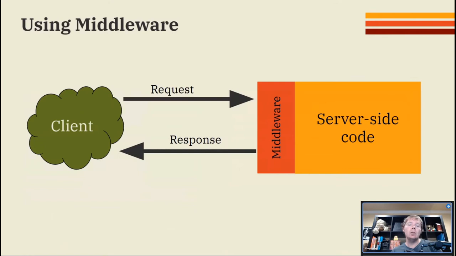So the first way that we're going to look at how we do that is using something called middleware. Middleware sits as a layer in between that request response cycle and the rest of your server side code. So let's take a look at what that looks like.